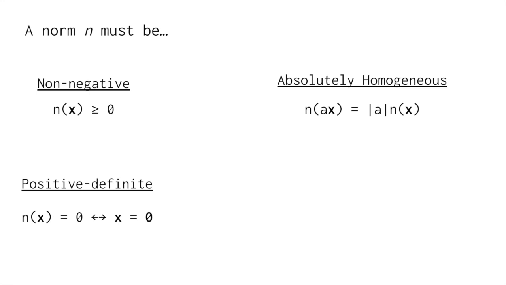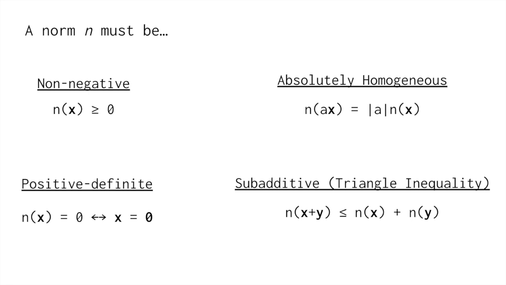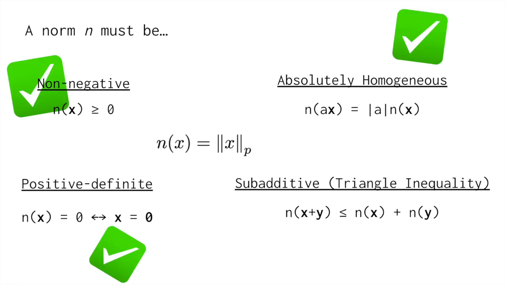Finally, a norm must be subadditive, which means that it satisfies the triangle inequality. In other words, the distance directly between two vectors is less than or equal to the distance traveling along both vectors. If we say that this norm n is the p-norm, we can see that it satisfies the first three properties, but the norm is only subadditive if p is 1 or greater. When p is between 0 and 1, the p-norm actually becomes what's called a quasi-norm.